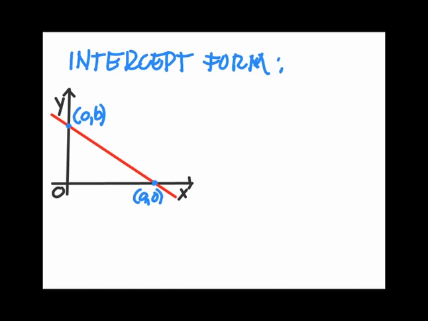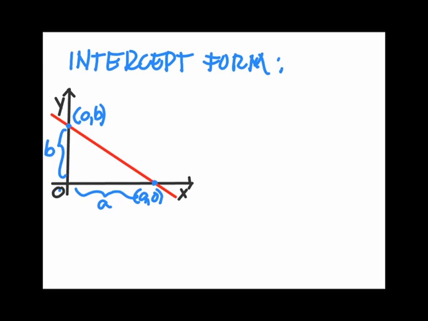Once again, here, this value a, which is the distance at which this line crosses the x-axis from the point of origin, is what we call the x-intercept. And this distance here, denoted by b, which is the distance from the point of origin at which the line crosses or intersects the y-axis, we call the y-intercept, right?